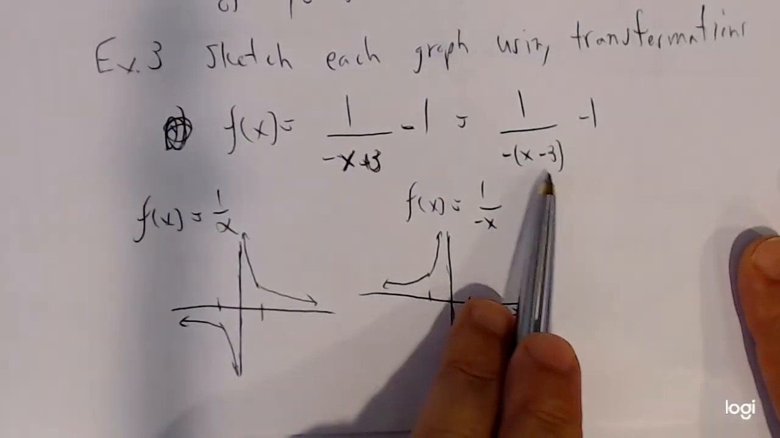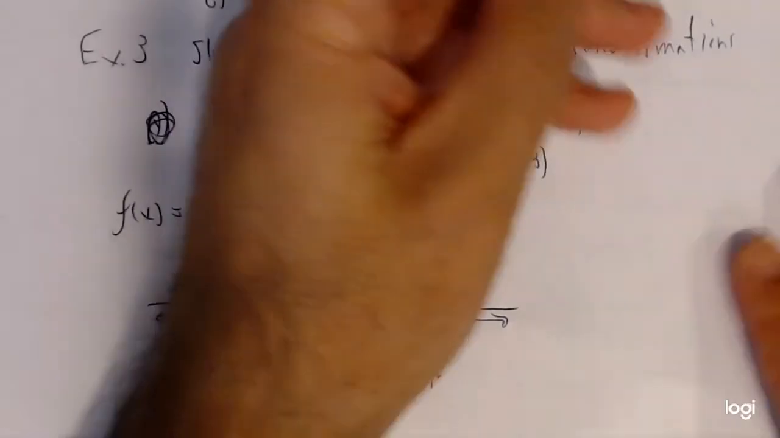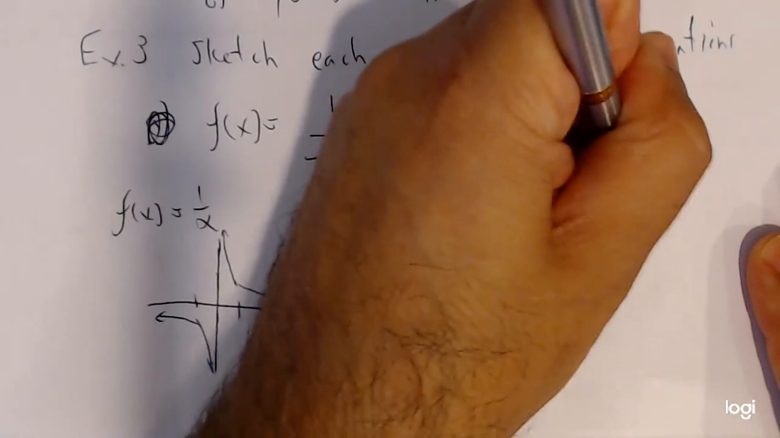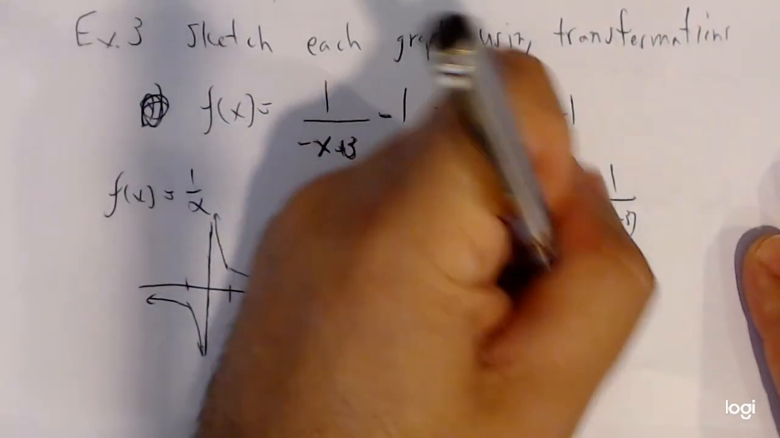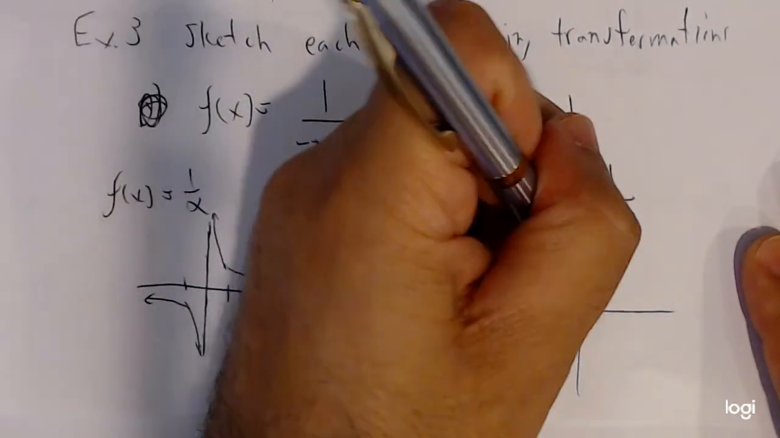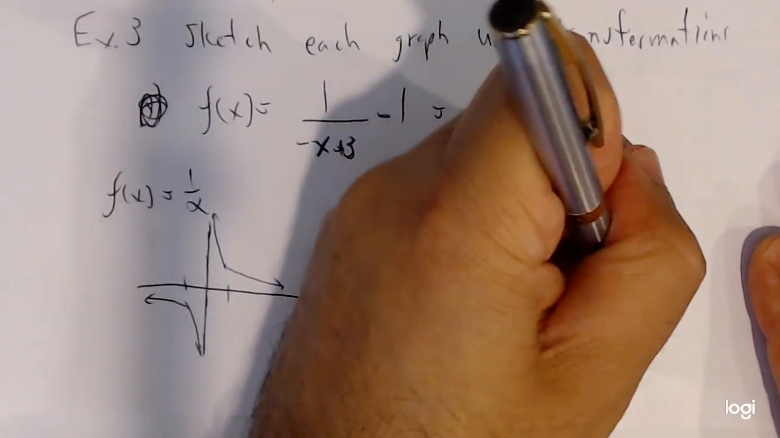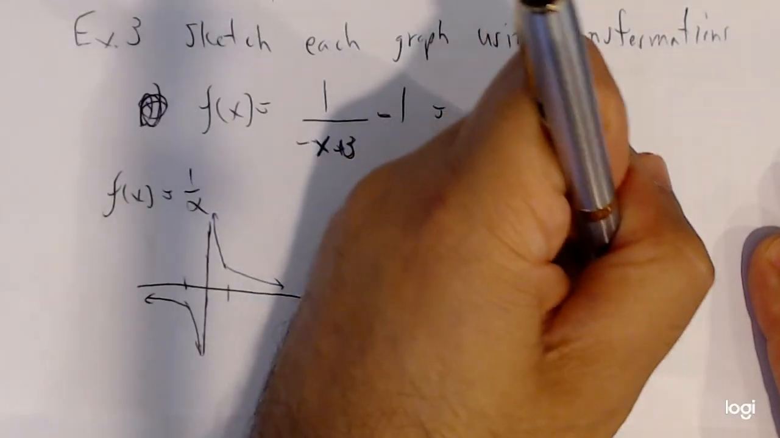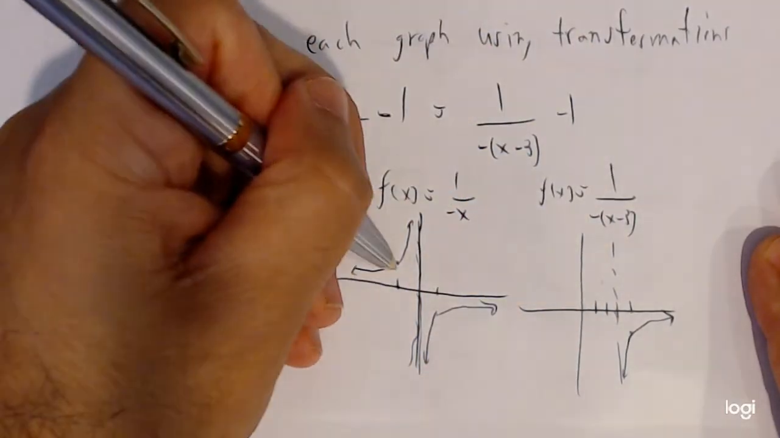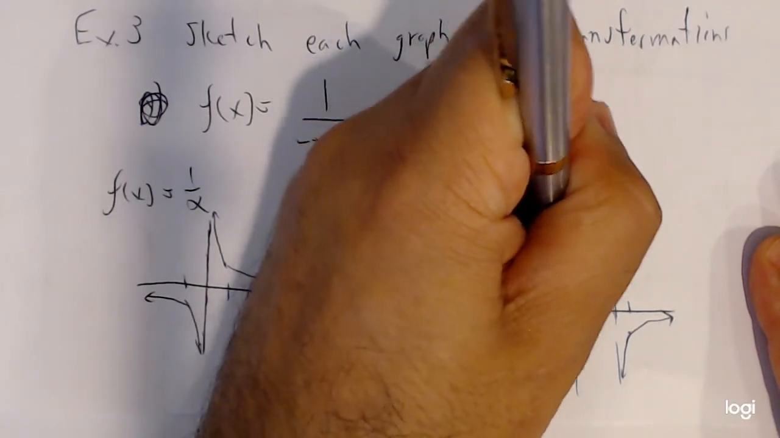So then what do I want to do? This minus 3 means move it 3 units to the right. So f of x equals 1 over negative x minus 3, which then if I move everything 3 units to the right, now remember we had a vertical asymptote at 0, so if I move the vertical asymptote 3 units to the right, then the next point will be here, and then this one was at negative 1, 1, will be at 2, 1 now, which looks like that.